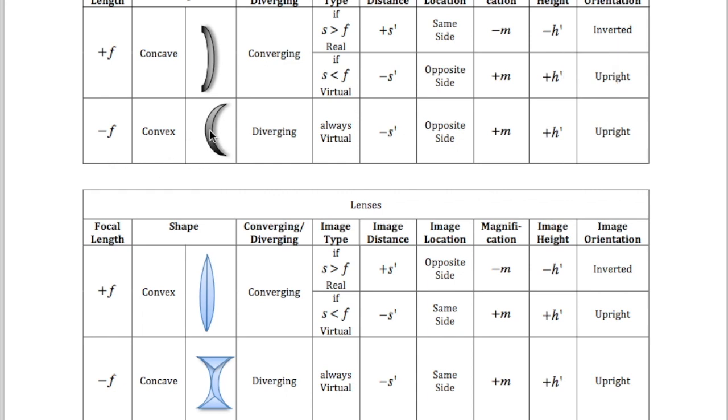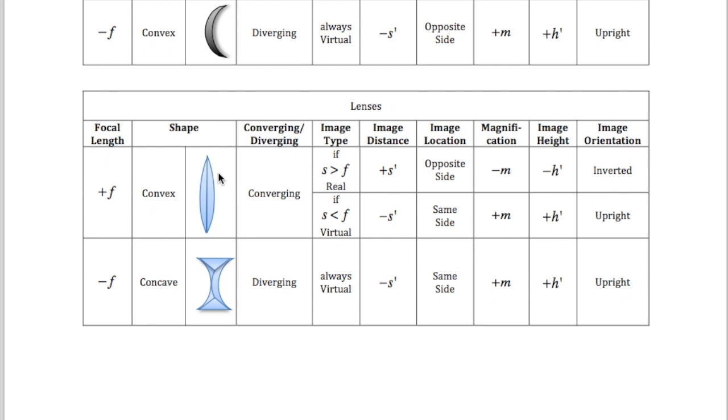If I have a mirrored surface where the middle of that mirrored surface is closer to me than the edges, I have a convex mirror, which has a negative focal length. It causes light rays to diverge from that central axis, that primary principal axis in the middle. It always produces virtual images, so it always has a negative image distance. The image will always be on the far side of the mirror. It will always be on the opposite side. It will always be upright, so it has a positive magnification and a positive height.